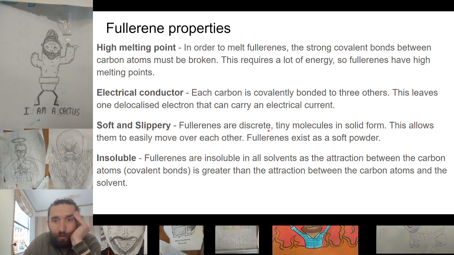So the fullerenes are discrete tiny molecules in solid form, and this means they can easily move past each other. There aren't many attractions between individual fullerenes. This means fullerenes exist as a soft powder. They're soft and slippery. They sometimes use fullerenes as a solid lubricant because it's soft, but still solid. Last one, once again, like the rest of them, insoluble. Fullerenes are insoluble because the attractions between carbon atoms are greater than the attractions between the carbon and the water, or the solvent.